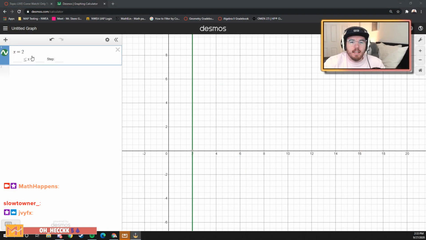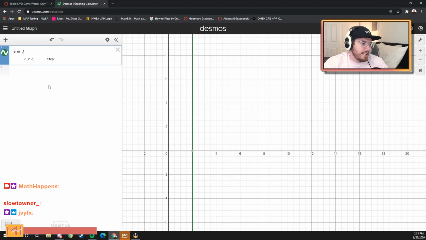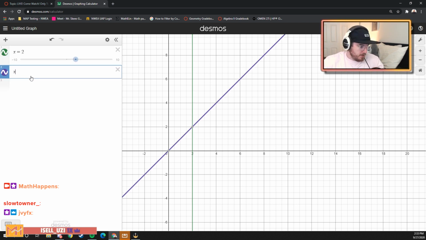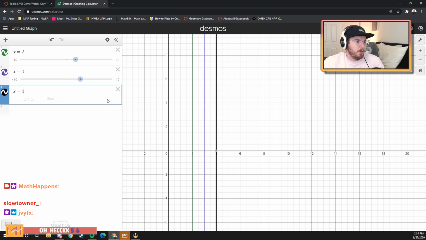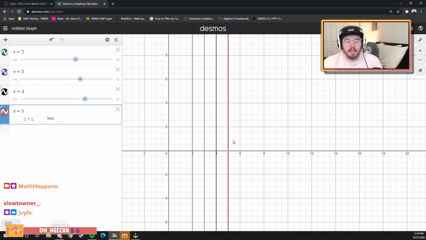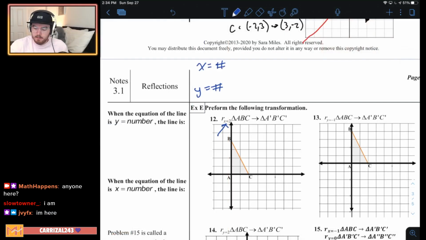So this line x equals 2, where's the line x equals 2 going to go? It's going right here. It's a vertical line at x equals 2. X equals 3 is a vertical line at 3. X equals 4 is a vertical line at 4. X equals 5 is a vertical line at 5. X equals any number is a vertical line.